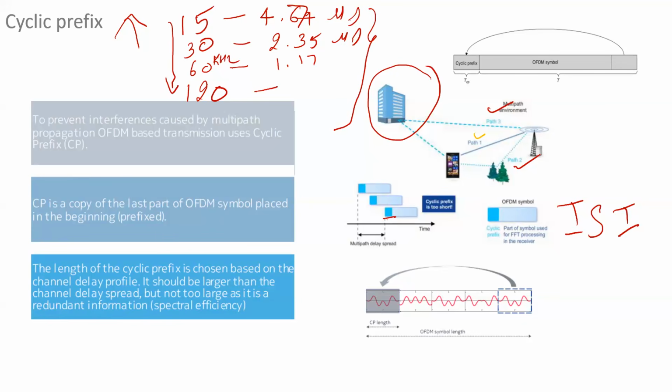So the CP is a sample that is copied from the end of each transmitted symbol and pasted to its beginning. It functions as a guard interval, and it allows us to eliminate the inter-symbol interference practically without additional hardware use, right? So this is the cyclic prefix.